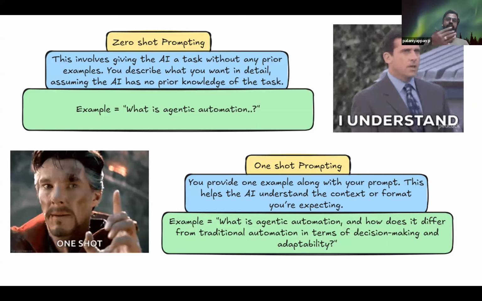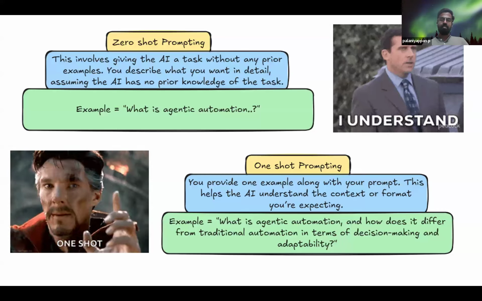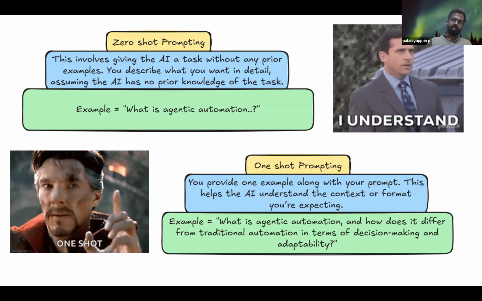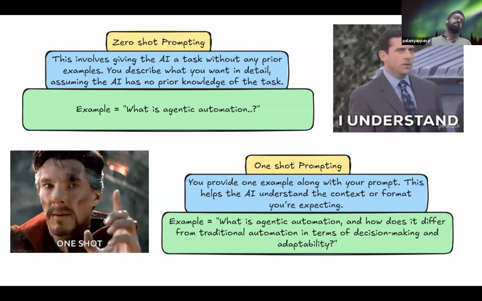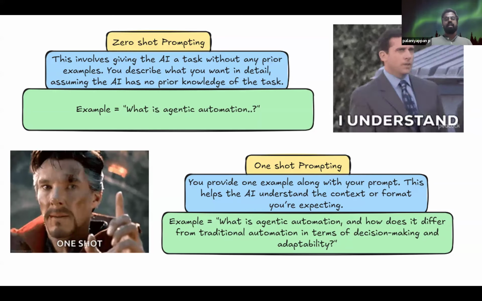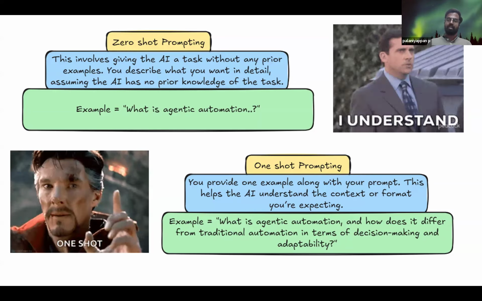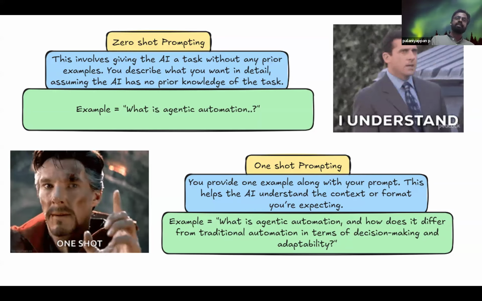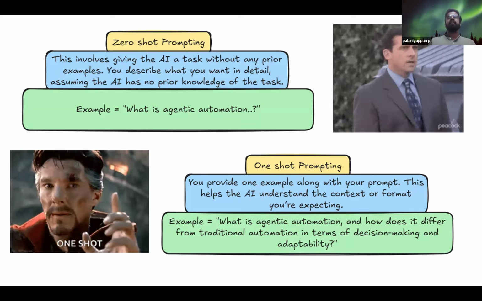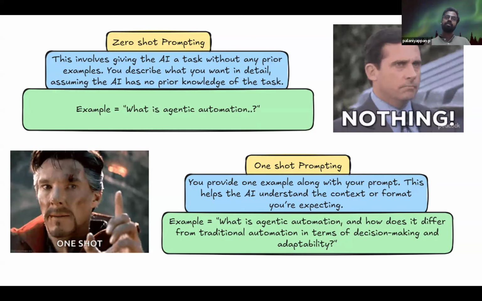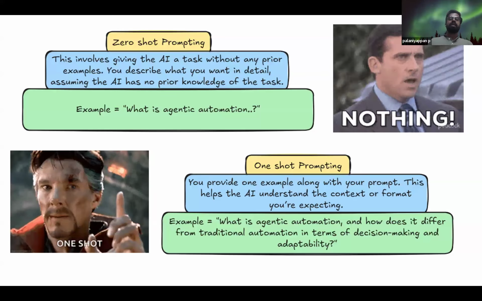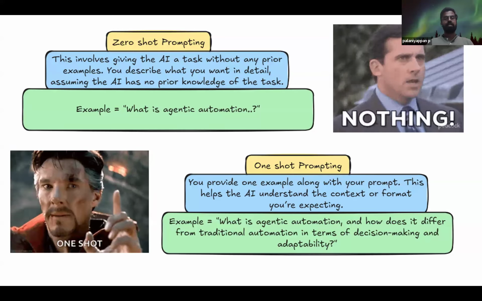But if you go for the next type, which is one-shot prompting, you will be giving some kind of additional input along with the prompt, whether a question or a statement. In the example here, what is agentic automation and how does it differ from traditional automation? You're adding additional input so that the LLM doesn't end up just giving you the answer for agentic automation. It will give additional input so that you can understand and make use of that response in a better way. That is what one-shot prompting is about.